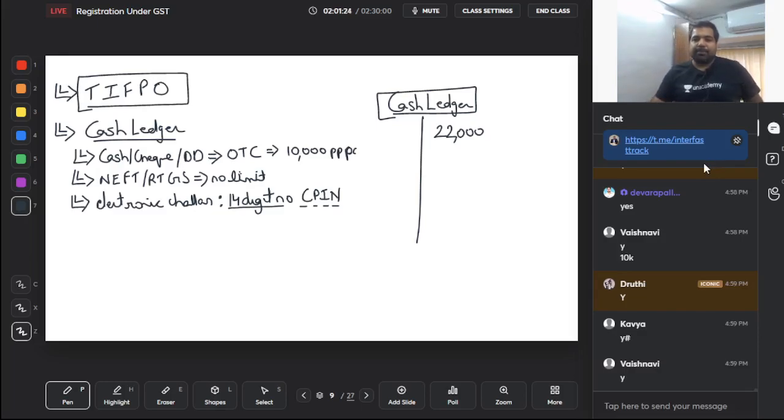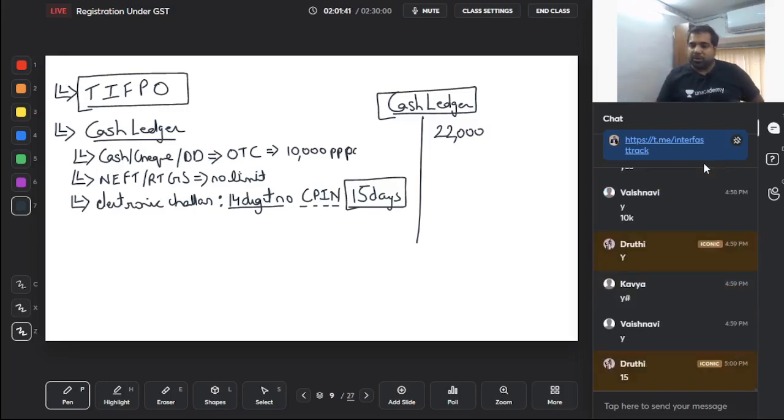Guys, this C pin is valid for 15 days. That means, guys, do I need to pay the money right now, once I generate the challan? No, guys. You can generate the challan and you can use this within how many days? Within 15 days. So take your time, no problem. So if in the exam they ask you what is C pin, C pin is common portal identification number. It is a number of a challan that you generate. It is a 14-digit number which is valid for 15 days.